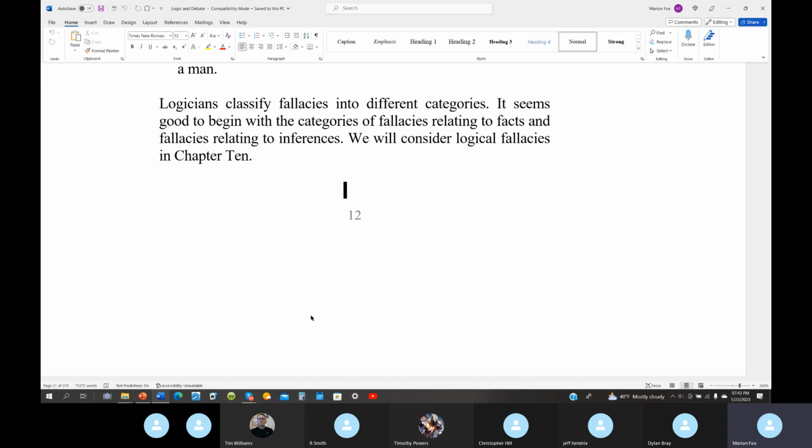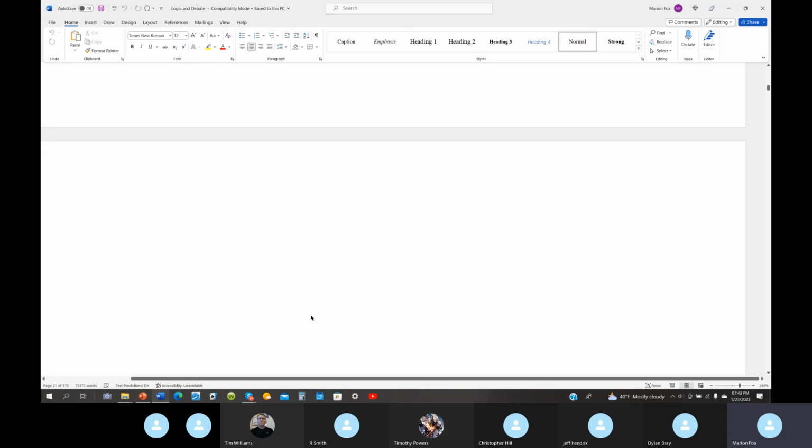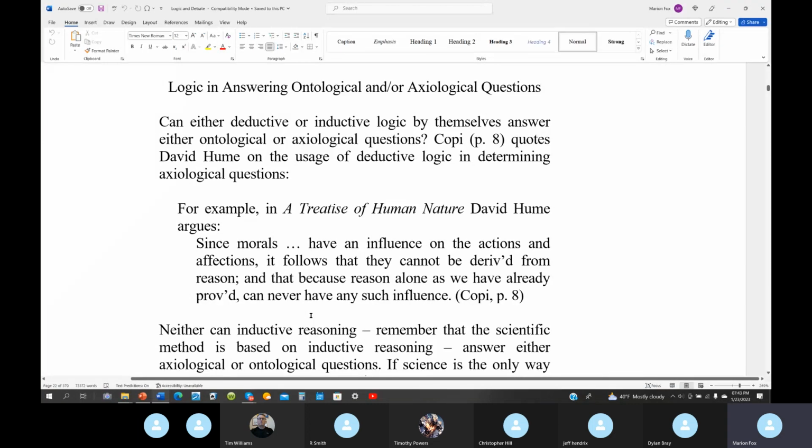We'll introduce some fallacies before that, however, keep that in mind. But the whole chapter 10 is on fallacies. Now, when we are answering ontological and axiological questions, remember, ontology is what is real, and axiology is what is valuable. So we can say, is our soul real? Is God real? Was the earth created by God, or has it always been?